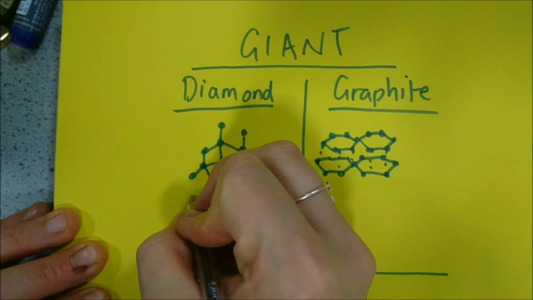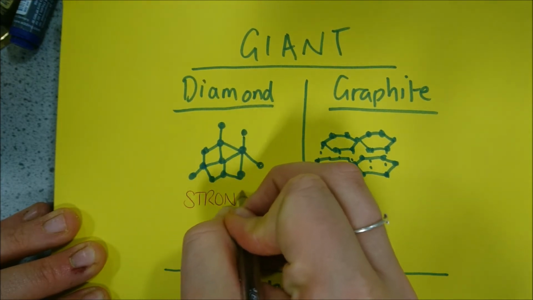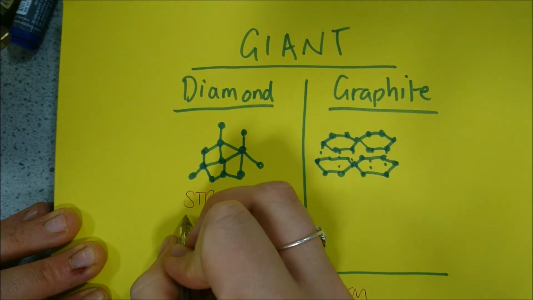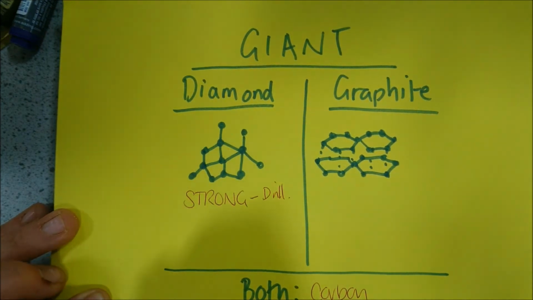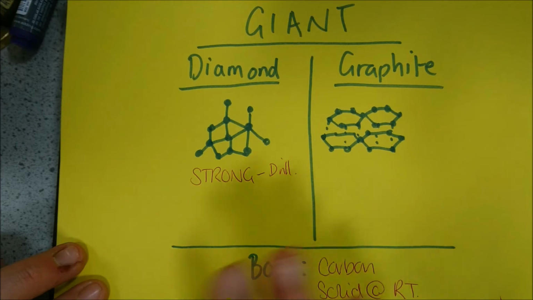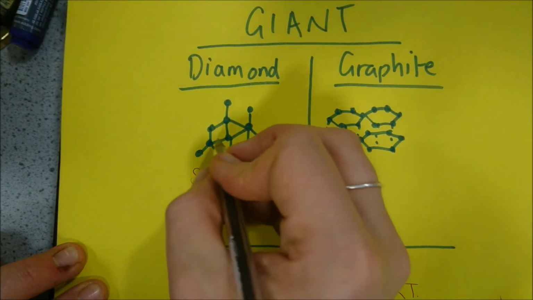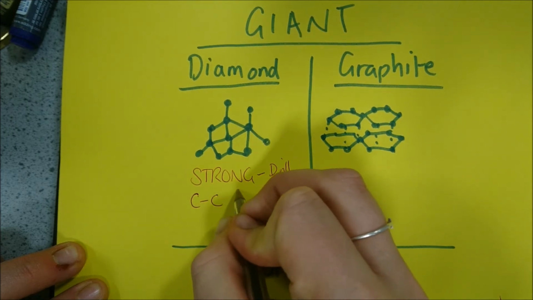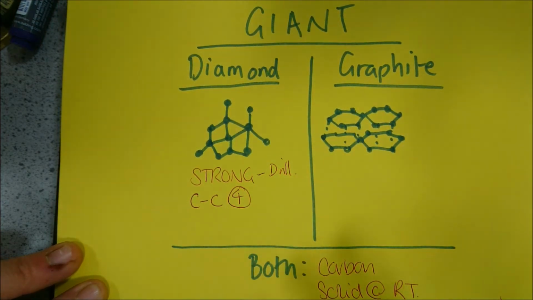Now, diamond is very, very strong. It's one of the strongest materials on Earth, which is why we use it for drill bits. And the reason why it's so strong is because it has these carbon covalent bonds. And I said that covalent bonds are really, really, really strong. And each carbon atom is bonded to 4 other carbons. So each carbon atom has 4 carbon bonds.